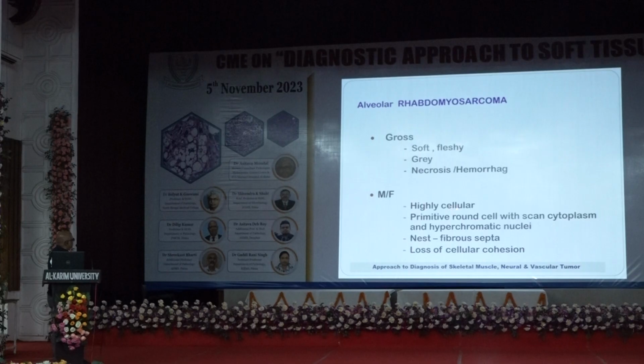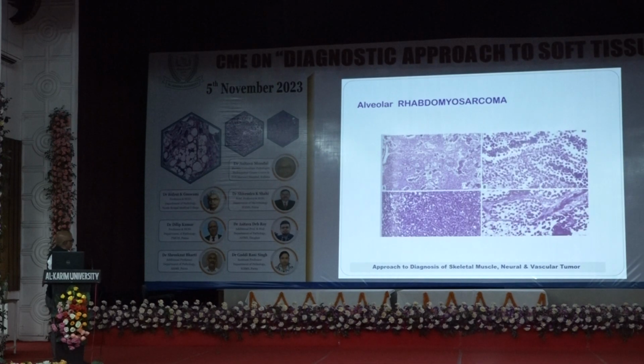It is a highly cellular primitive round cell tumor with scant cytoplasm and hyperchromatic nuclei. Sometimes the cells are arranged in nests separated by fibrous septa with loss of cellular cohesion. I think morphologically, if somebody is reporting, nobody can miss this alveolar rhabdomyosarcoma. These are the microscopic features.